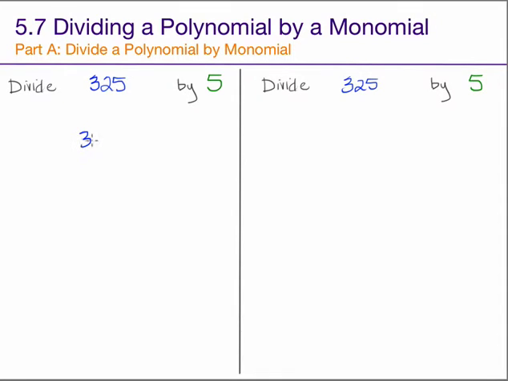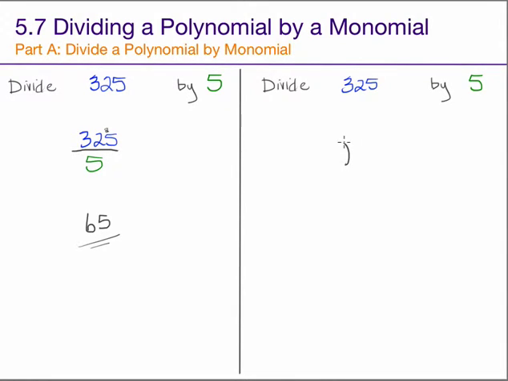Some of us will put 325 in the top of a fraction, and then we'll think 5 goes into 32. Well, it doesn't go in evenly, but it goes in 6 times with a remainder. And that remainder is 2. 5 times 6 is 30, and the remainder is 2. Then we say 5 goes into 25 5 times. Here's my answer. 325 divided by 5 is 65.